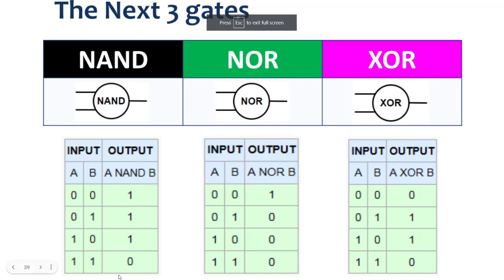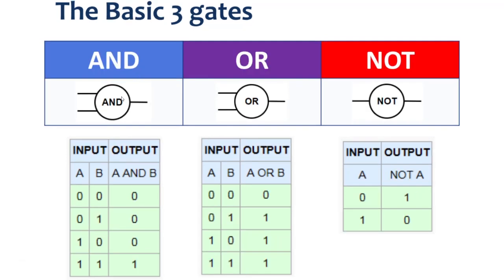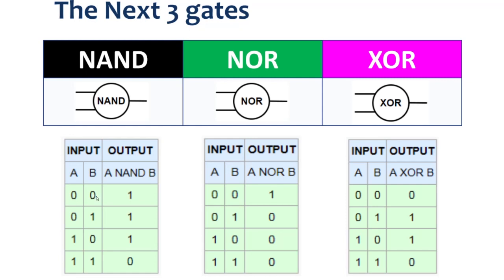When both inputs are a 1, the output is a 0. When there is at least one input that is a 1, the output is also a 1. When both are 0, it's still a 1, because as we see, both are 0 over here. Both are 0, output is 1.